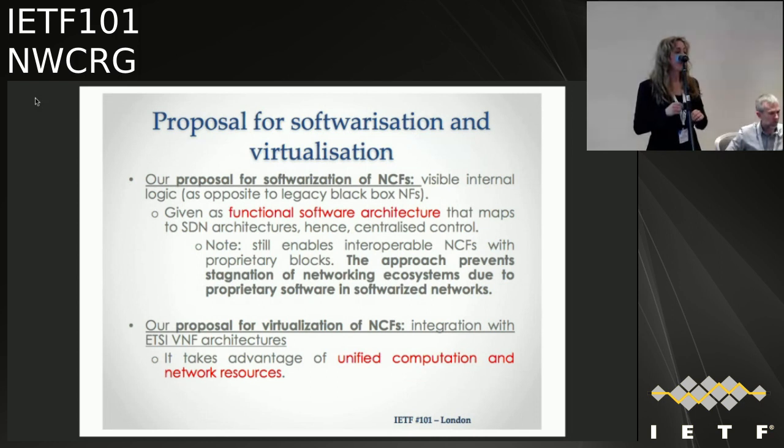Now, even if we propose this visible internal logic and an agreed functional software architecture, this approach also enables interoperability between different network coding functions, because you can still have blocks that are proprietary. But if we do so, we can prevent the stagnation of networking ecosystems in softwareized networking, due to everything becoming proprietary. So what we do is have an architecture that we all agree on, and then there might be common blocks and proprietary blocks. That is for the softwareization. For the virtualization, we focus on integrating the software architecture so that you can easily integrate it in virtual network functions architectures. By doing this, of course, you can take advantage of a unified computation approach to computational network resources.